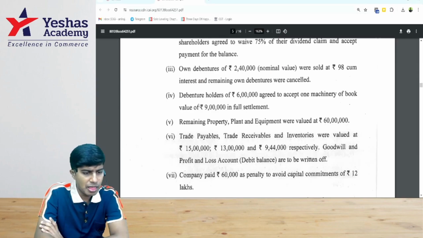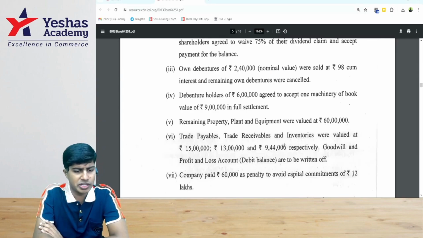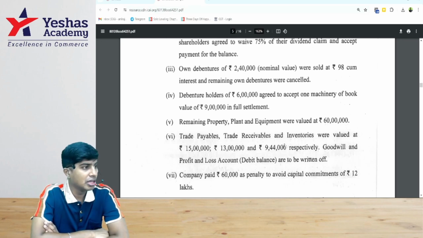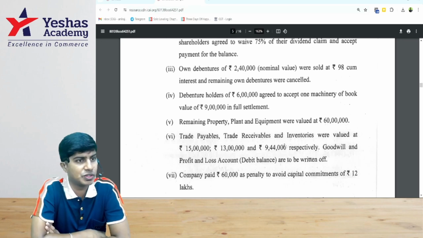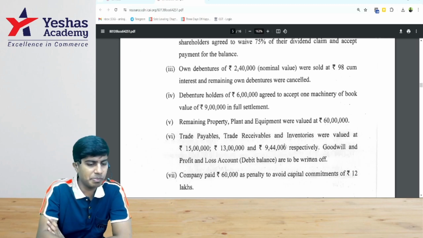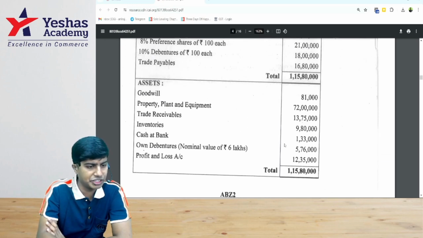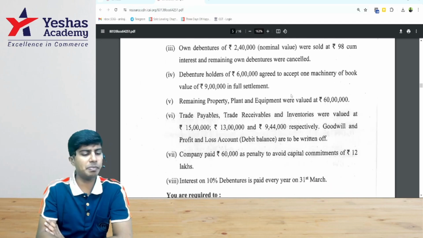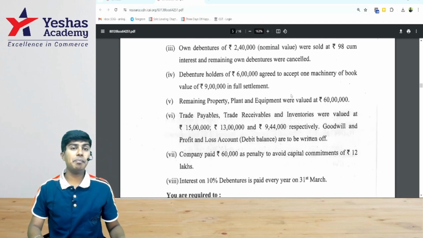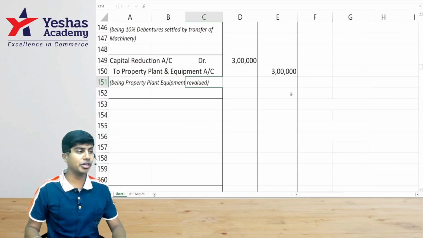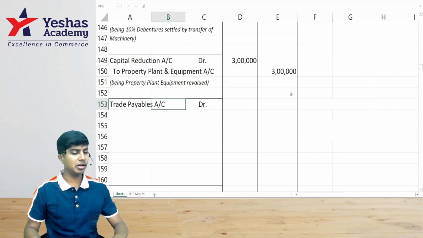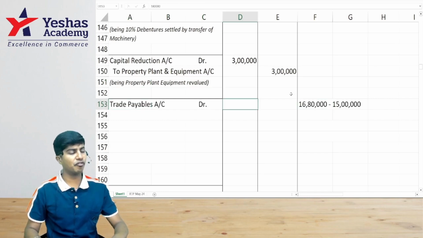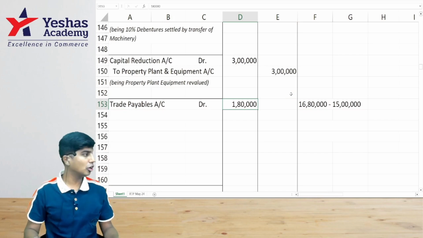What is after this? Then trade payables, trade receivables and inventories were valued at 15 lakh, 13 lakh and 9 lakh 44. If the asset value is increasing, debit; if the asset value is decreasing, credit. Liability value increasing, credit; liability value decreasing, debit. Let us see. Trade payables will become 15. How much is trade payables in the balance sheet? 16 lakh 80. 16 lakh 80 has become 15 lakh. Trade payables has decreased or increased? Trade payable is a liability. When a liability decreases, what should I do? So I will debit trade payable. How much? 16 lakh 80 to 15 lakh. So 1 lakh 80. Got it?